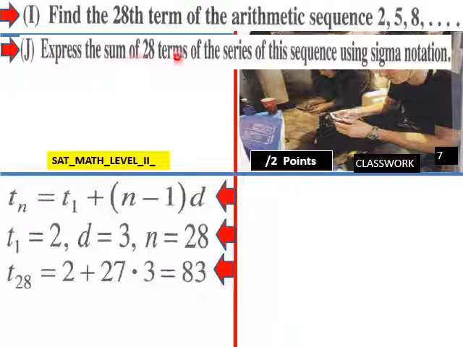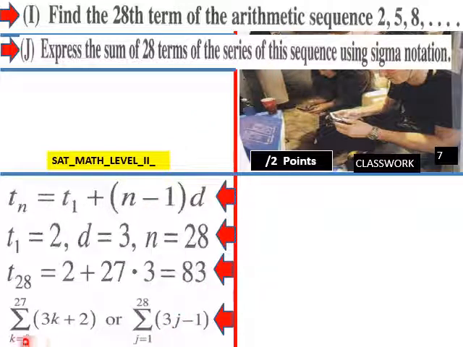Next, express the sum of 28 terms of the series of this sequence using sigma notation. To use sigma, 27 would be our upper limit, k would equal 0, and the summand would be 3k plus 2, where term 1 is 2. Or, with j equal to 1 up to 28, the summand would be 3j minus 1. That would be another way of going at it, instead of our 3k plus 2, and another way of writing the summation.